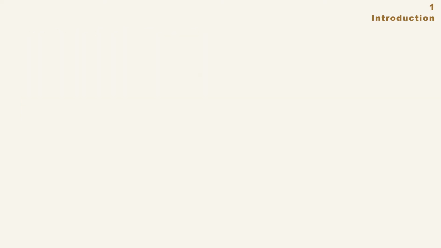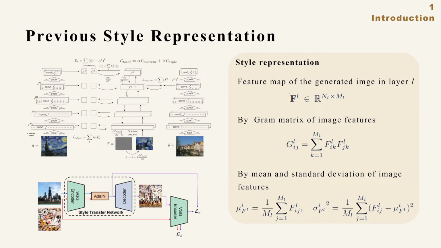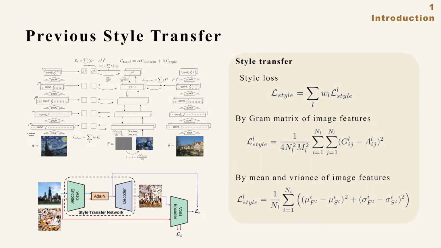transfer method. Gatys et al. proposed to use the Gram matrix, the inner product between the vectorized feature maps of the image in each layer, as artistic style representation. Li et al. demonstrated that using the mean and standard deviation of each feature channel among all the positions of the feature map can also represent styles. In the style transfer process, the previous second-order statistics-based methods construct style loss by aligning the Gram matrix or mean and standard deviation of two feature maps between the style image and the generated image.